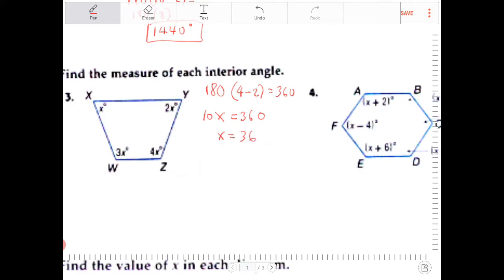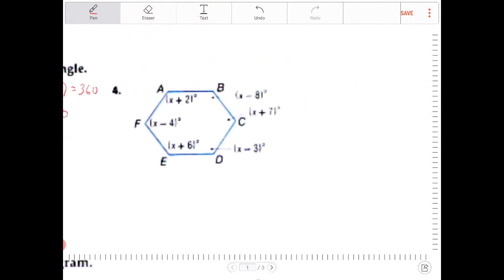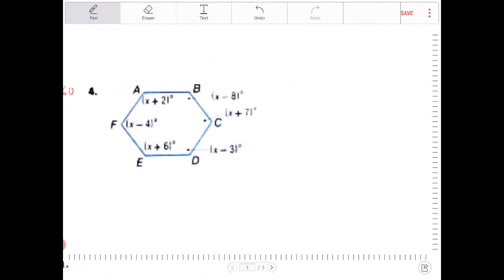It says find a measure of each interior angle. So I have to go through and find out what each of these is. That's 36. That's 72. That right there is 108. And the last one would be 144. All right, moving on.